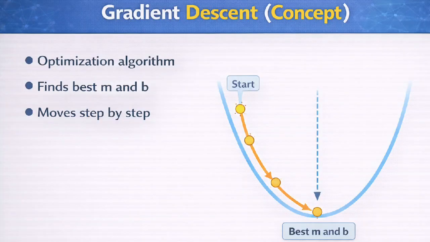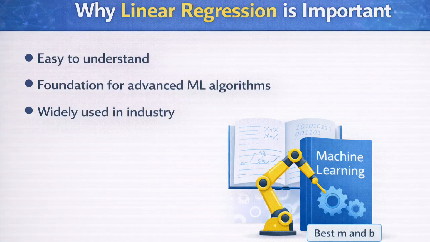To minimize the cost function, we use an optimization algorithm called gradient descent. It slowly moves towards the best possible values of m and b. Linear regression is simple but powerful. It builds a strong foundation for understanding more complex machine learning algorithms.